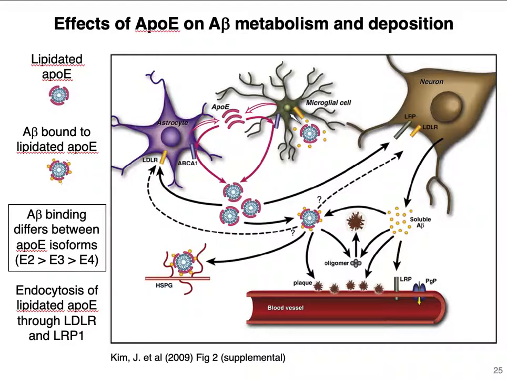Because of the abnormal aggregation of these plaques, ApoE is actually contributing to the plaque formation, because it's ApoE that's dealing with this soluble A beta, but in a way that gets locked up.